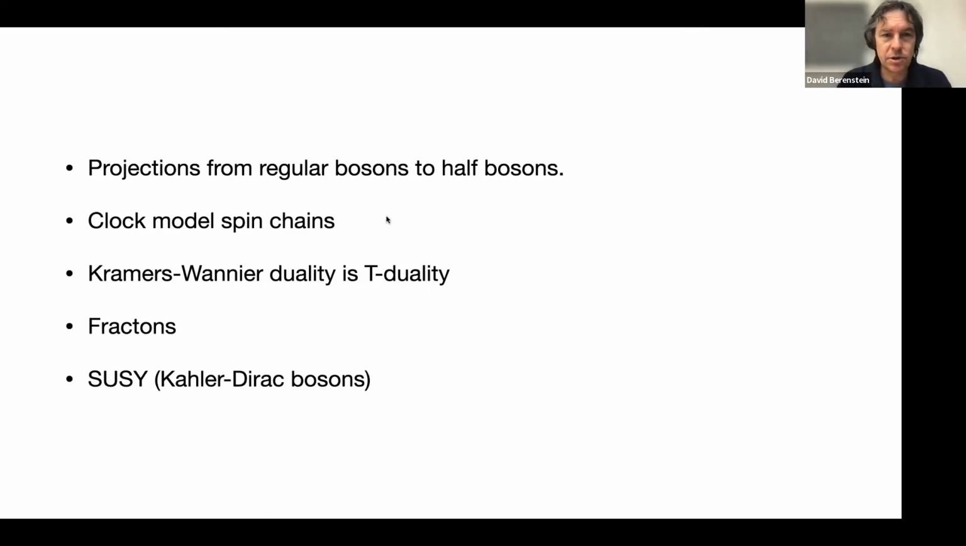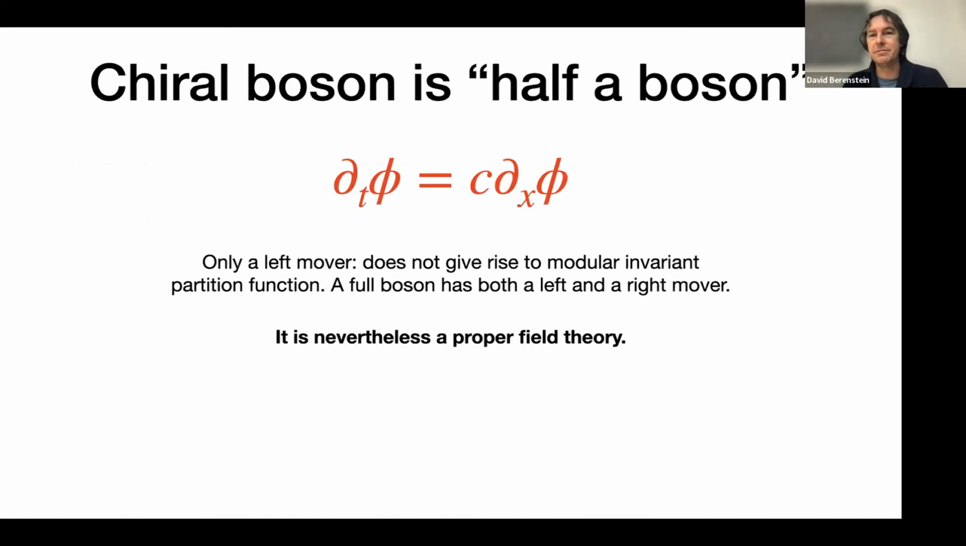Okay, so let's start with a half boson. So let's start with a chiral boson in one dimension. It's half a boson because you only have half as many harmonic oscillators as a regular boson. There's only left moving degrees of freedom.